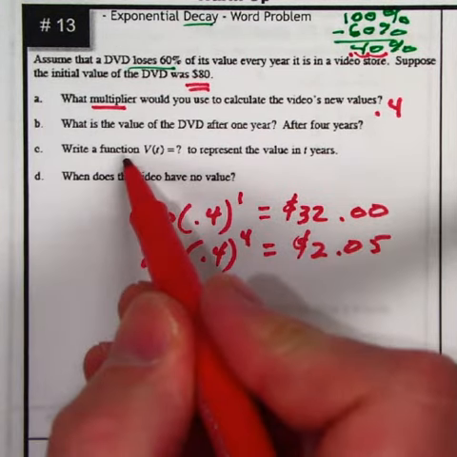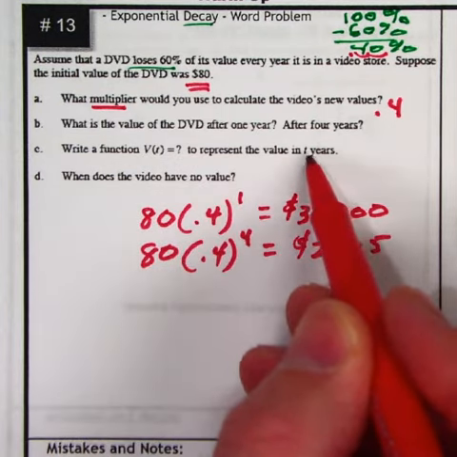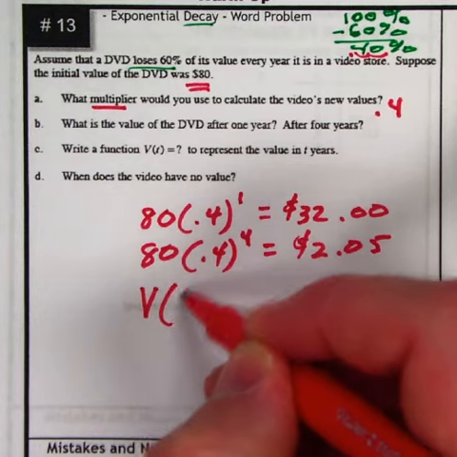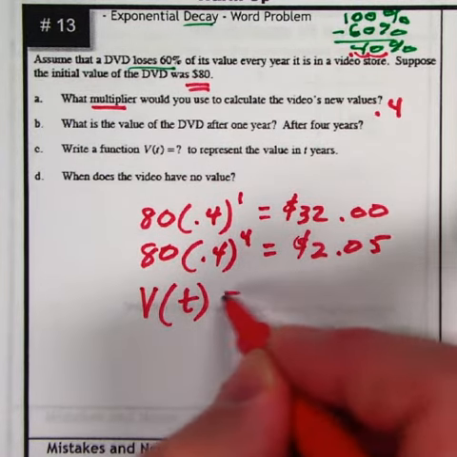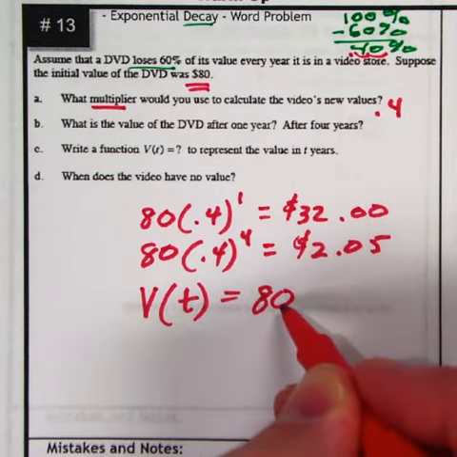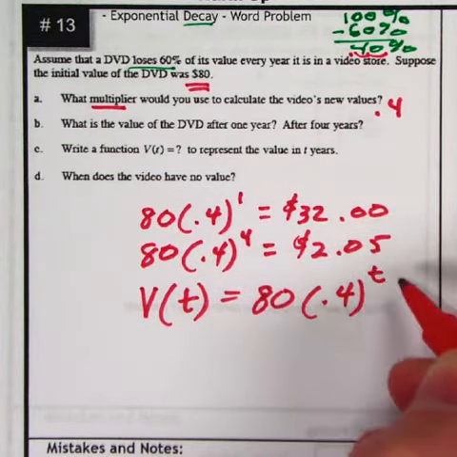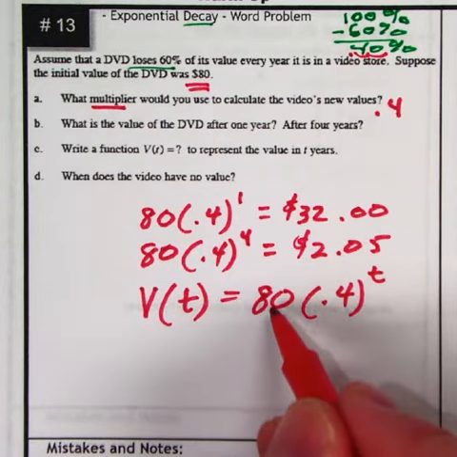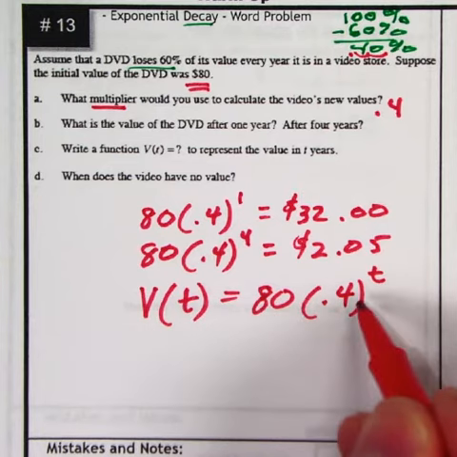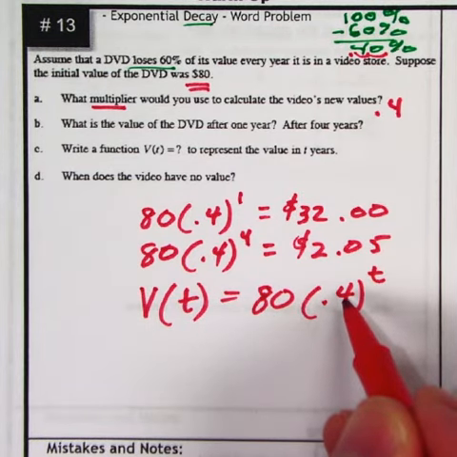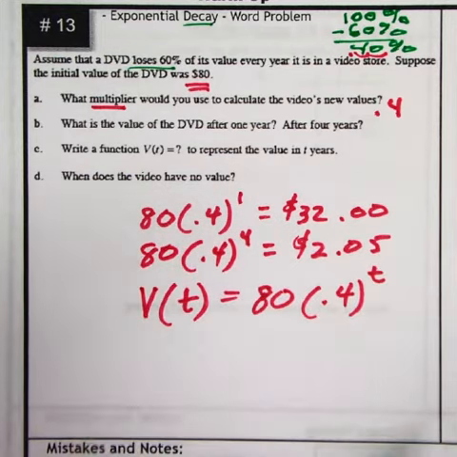It says write a function, V of t equals question mark, to represent the value after t years. We're going to use V of t for the DVD. It starts at $80, that's what it starts at, this is what it goes by, and then depending upon the number of t years goes up top. Starts at, goes by. This is your initial value, it initially was $80, and it's multiplied by 0.4 every time. And then the last question is, when does the video have no value?